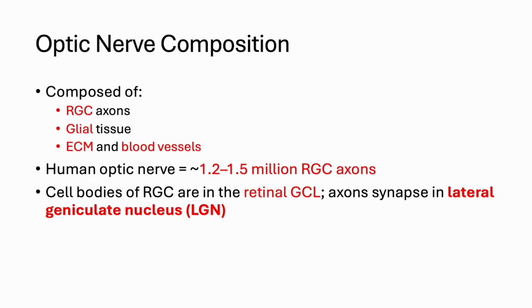The optic nerve is composed of several key elements: axons of the retinal ganglion cells, glial support tissue, extracellular matrix, and blood vessels. A typical human optic nerve contains about 1.2 to 1.5 million RGC axons. The cell bodies of these ganglion cells reside in the ganglion cell layer of the retina, and their axons travel through the optic nerve to synapse in the lateral geniculate nucleus of the brain.